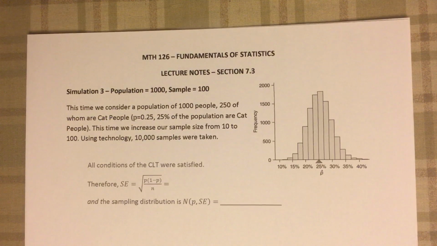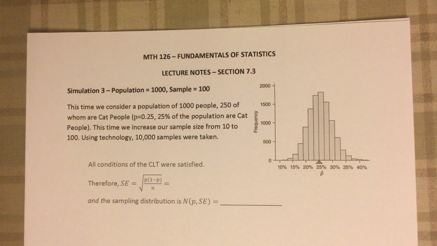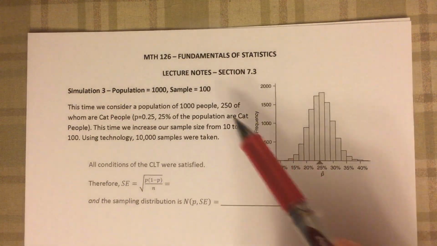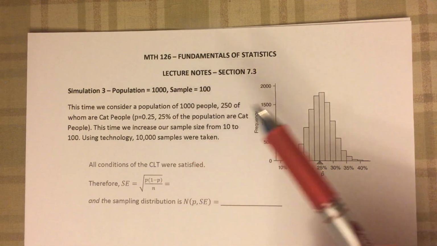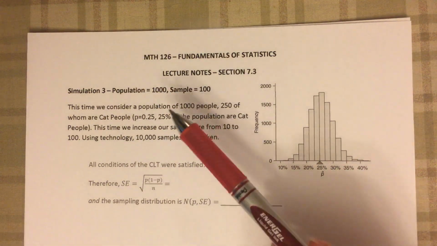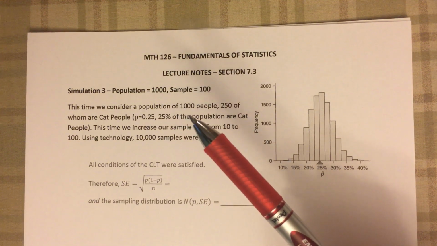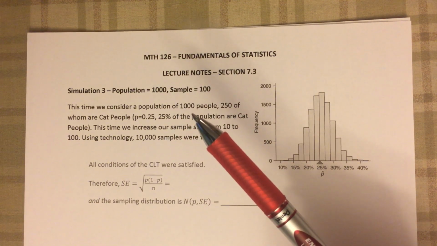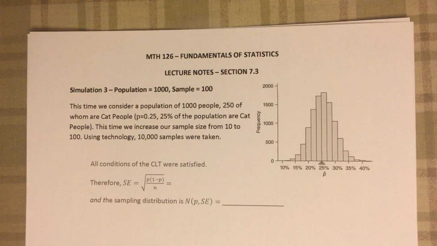Now if we look at our last simulation that we did, here we had a population of 1,000 and a sample size of 100. If we take 100 times 0.25, we get 25. So our sample size is large enough, and our population is 10 times larger than our sample, so our third condition holds. Our first condition, that our sample is random and independent, we're going to assume is true unless we are told otherwise. In this case, all of our conditions were satisfied. So since all of our conditions are satisfied, we can find our standard error for this problem.